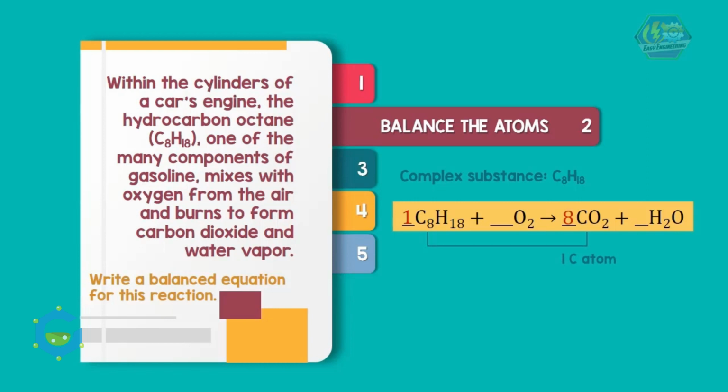The H atoms in C8H18 end up in H2O. The 18 H atoms in C8H18 require the coefficient 9 in front of H2O. There are now 25 atoms of O on the right, 16 in 8 CO2 plus 9 in 9 H2O, so we place the coefficient 25 over 2 in front of O2.